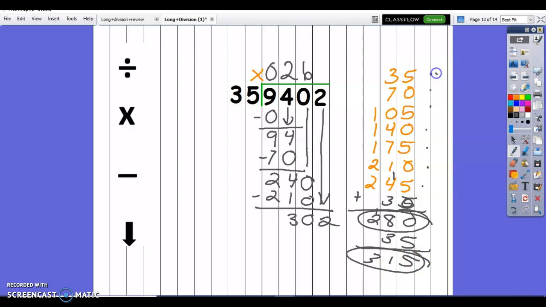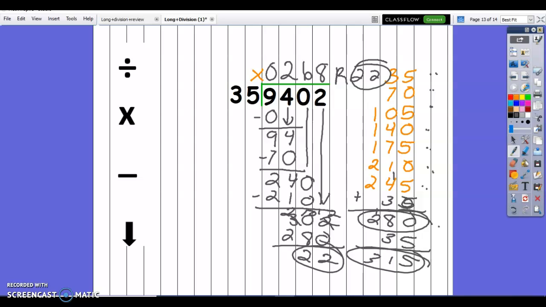If I count this out, 1, 2, 3, 4, 5, 6, 7, 8. So 35 times 8 is 280. So I'm going to put that 280 here. And then I'm going to subtract. And I am left with a 2 and a 2 for 22 with a remainder of 22. Make sure that you check your work on those.